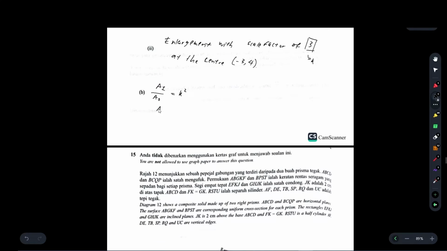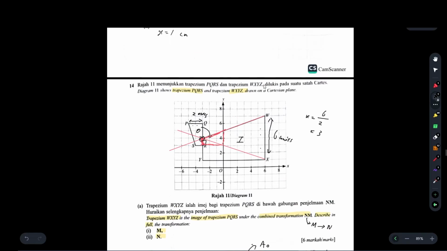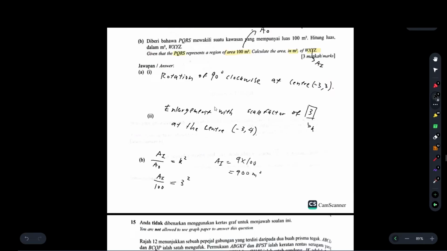So AI divided by 100 gives us 3 squared, and AI equals 3 squared times 100, that will give us 9 times 100, and that is 900 meters squared. And that's it. That's the answer for it.